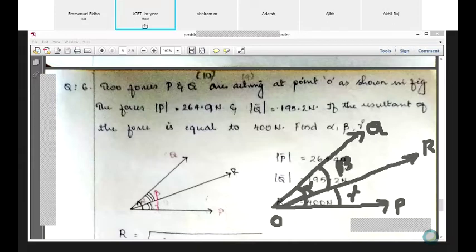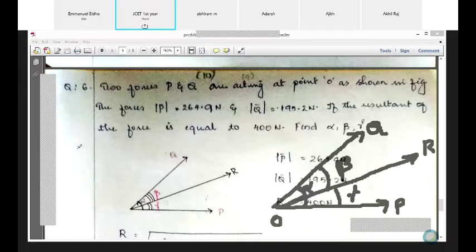First you can find out the value of alpha. Alpha is the angle between the given two forces P and Q.